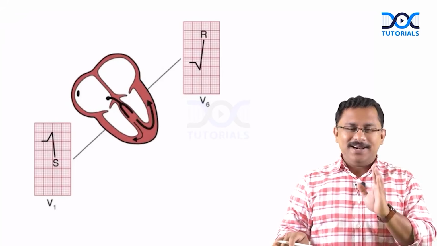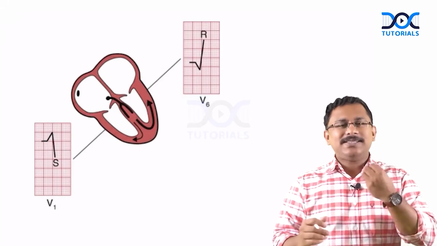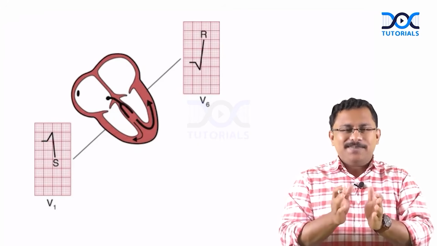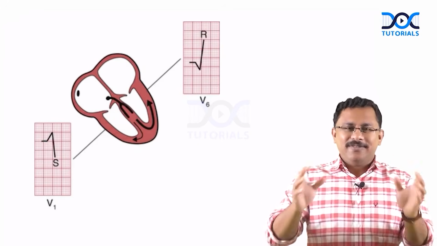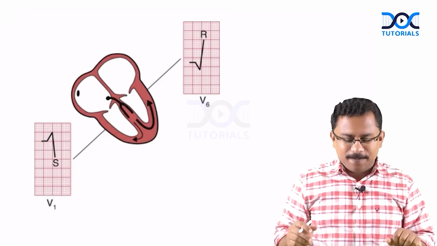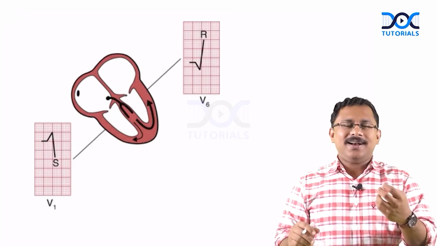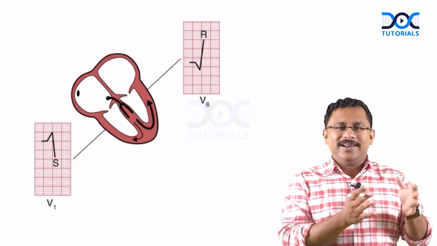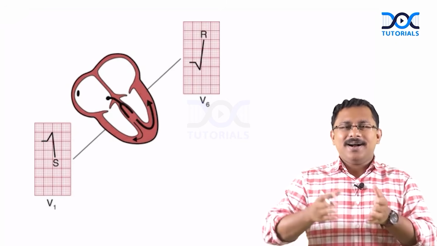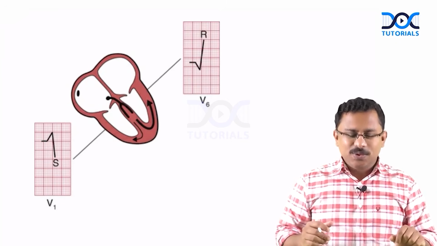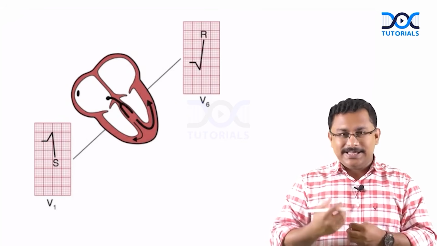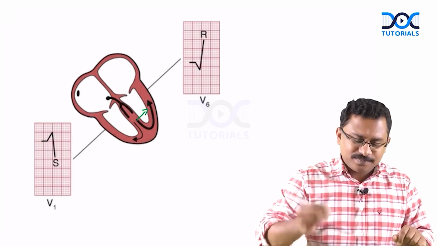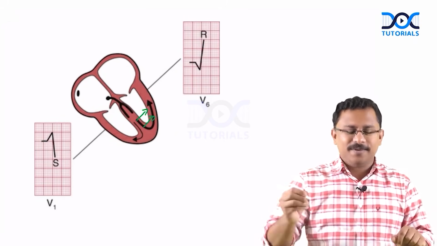After the septal depolarization, the next step is depolarization of the left ventricular free wall. You will have a paraseptal depolarization and subsequently a ventricular wall depolarization. When the ventricular mass is being depolarized, remember that the left ventricle is bulky compared to the right ventricle. So the net direction of depolarization will be towards the left, correct?